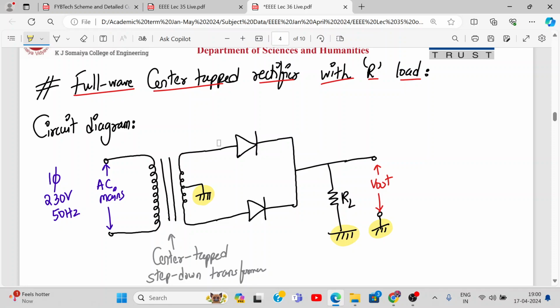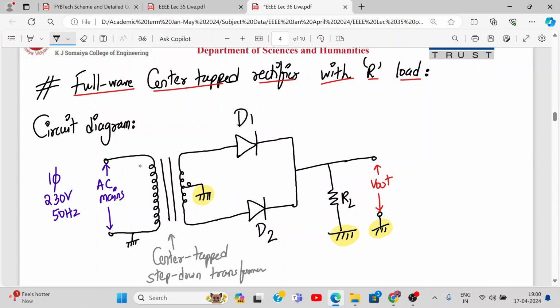Remember, a transformer has two jobs. One is to either step down or step up the input AC mains voltage. Second job is to isolate AC mains from the circuit. AC mains has a separate ground. So the transformer not only steps up or steps down, it also electrically isolates AC mains from the remaining part of the circuit. So these are my two diodes, D1 and D2. Here is the center tapping. Here we get zero voltage.